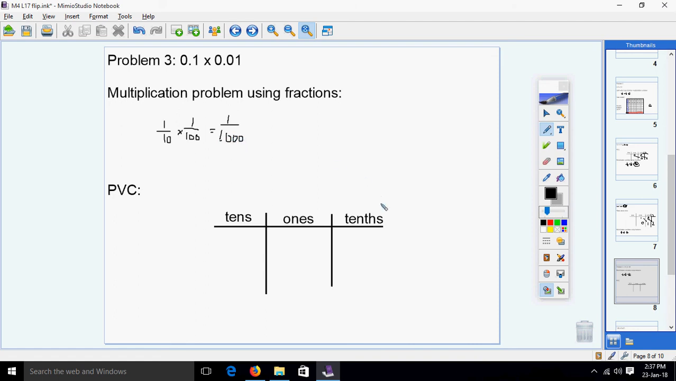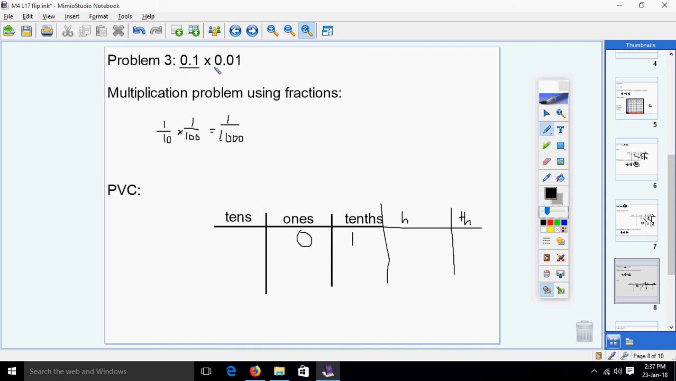Okay, so I'm going to extend here. I'm actually going to have to go 2 more place values behind. Here's my hundredths, and here's my thousandths. So I'm going to start with the first number that I have here, 1/10. Nothing in the ones, and I have a 1 in the tenths place.